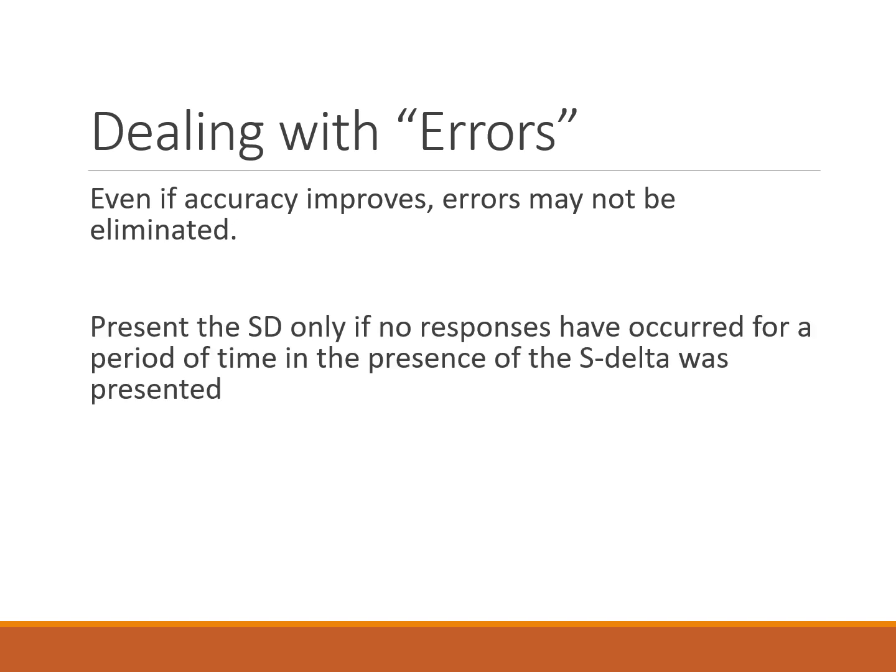One option functions as negative punishment in the presence of the S delta. You only switch back over to the SD if no responses have occurred for a period of time in the presence of the S delta. So, responses delay access to reinforcement. Similarly, in a discrete trial format, you could present S delta trials until no error is made.